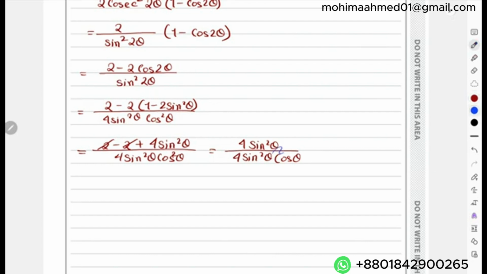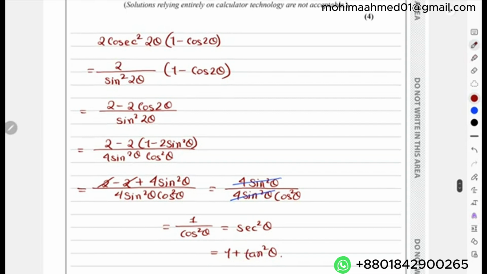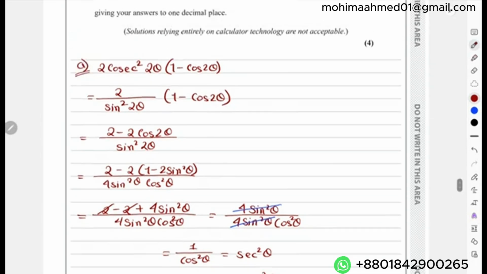So we can clearly understand that this sine squared will get cancelled out, and you are finally left with 1 over cos squared theta, which is basically sec squared theta, and sec squared theta is certainly equal to 1 plus tan squared theta, right? So this is how you're supposed to do your derivation for part A, 8 part A.